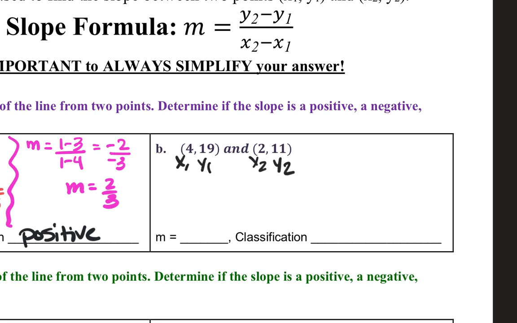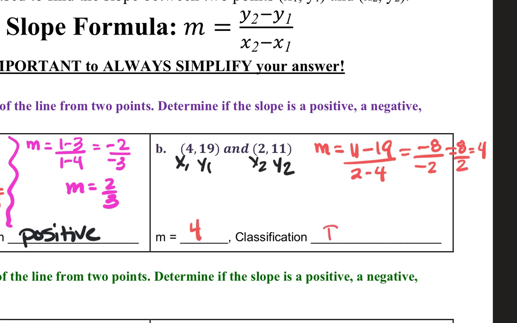For our formula here, we're going to do the y2 first. So 11 minus 19, and then 2 minus 4. 11 minus 19 is negative 8. 2 minus 4 is negative 2. A negative and a negative makes it a positive. Good. So then what is 8 divided by 2? Should be 4. So your slope is 4. And is this a positive or negative slope? This is a positive slope.